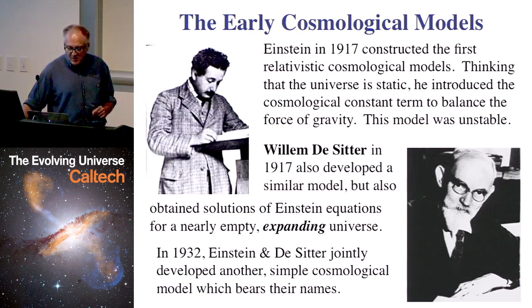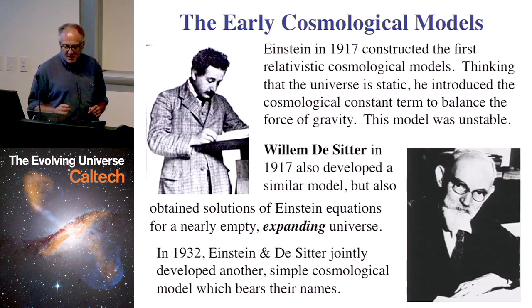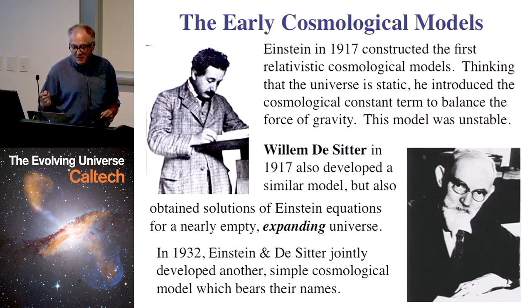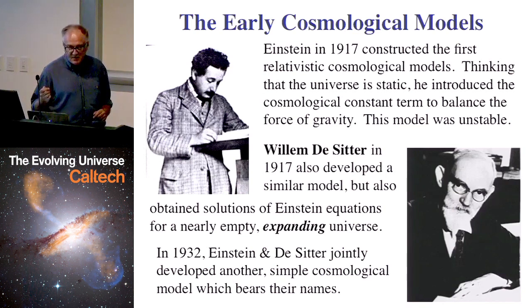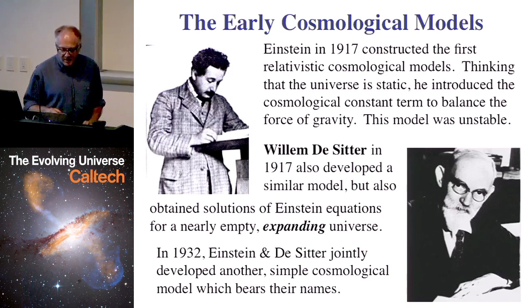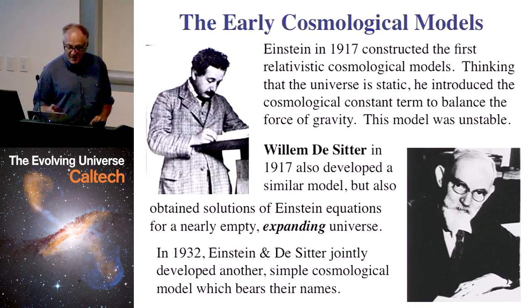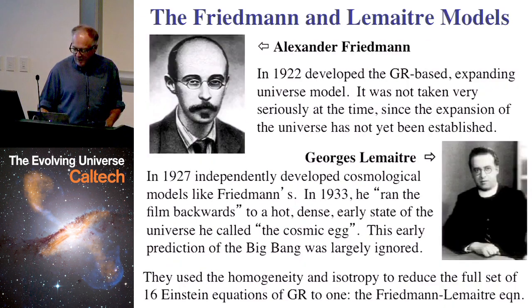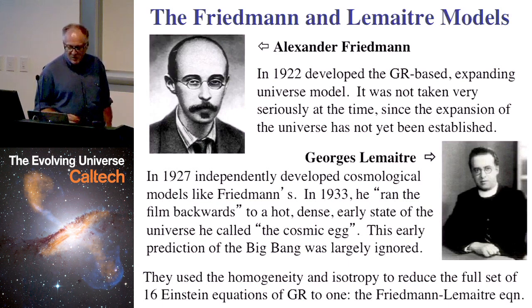At the same time, the Dutch physicist Willem de Sitter also computed similar things. And in fact, when Hubble discovered the expansion of the universe, it was called the de Sitter effect, because it was recognized that space can expand itself. And then the two of them later had a joint model called the Einstein-de Sitter model, which is neither one of these two, it's something else. Now, the real pioneers of this were two scientists, one in the Soviet Union, Alexander Friedmann, and one in Belgium, Georges Lemaitre.